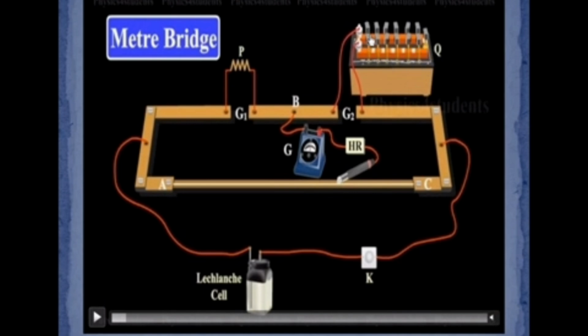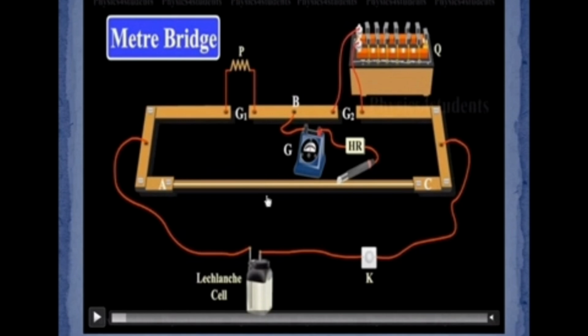We can fix the value of the resistance as 10 ohm, 15 ohm, 20 ohm like that. So it is a known resistance fixed in the gap G2. And from the point B, the galvanometer G, then the galvanometer to a high resistance to the jockey. Here the points A and C are connected by the constantan or manganin wire. The length of the wire is 1 meter, so it's called a meter bridge.